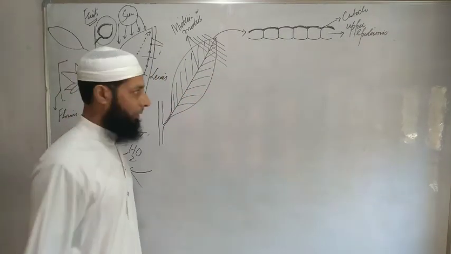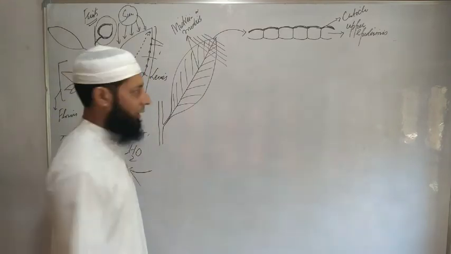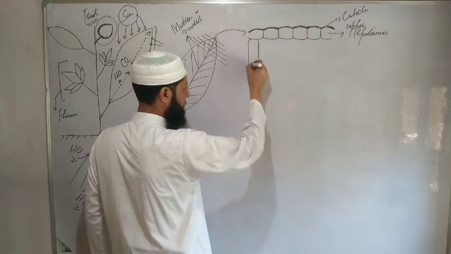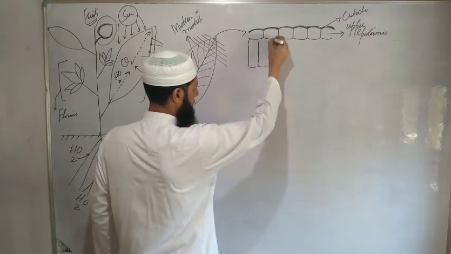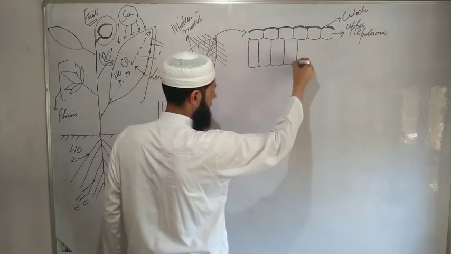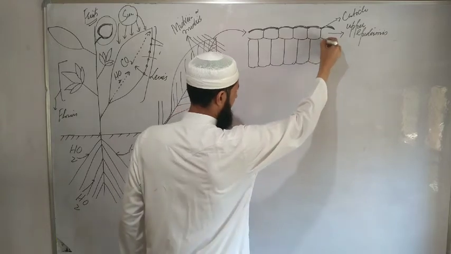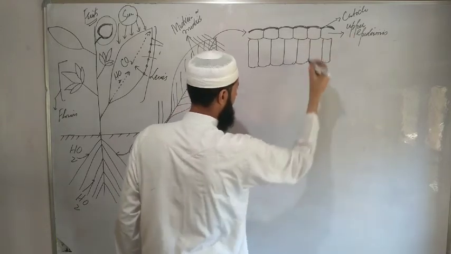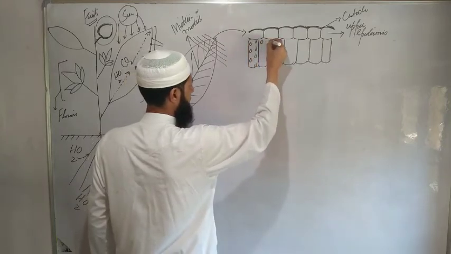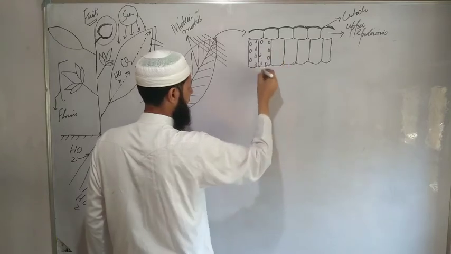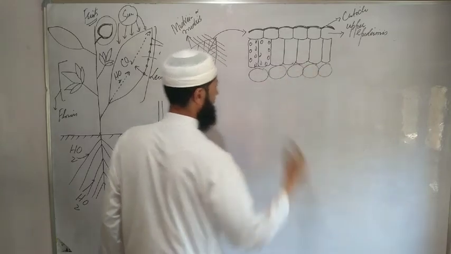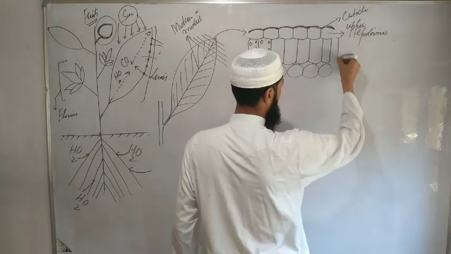Then this upper epidermis is followed by mesophyll tissue, which is differentiated into two types of cells. One is called palisade parenchyma. And the second group of cells is called spongy parenchyma. This is mesophyll tissue.